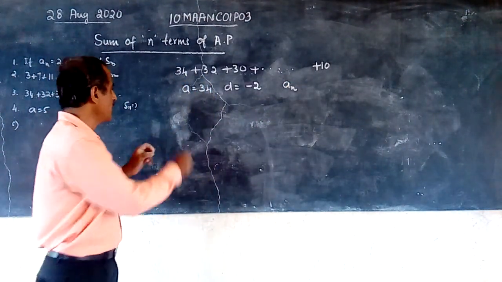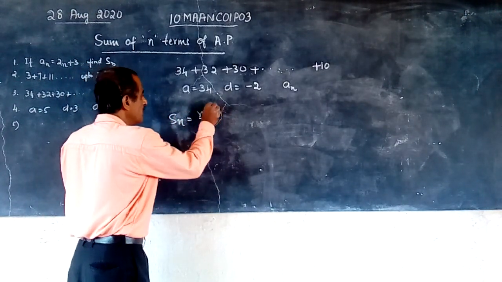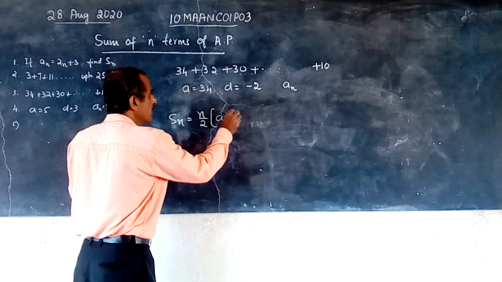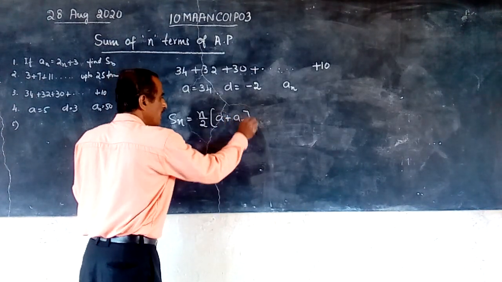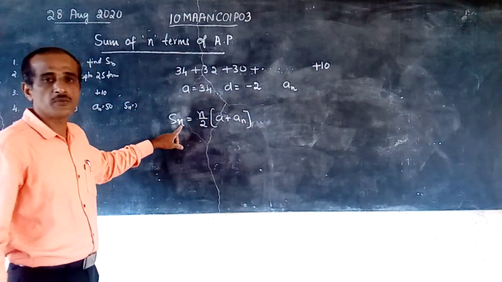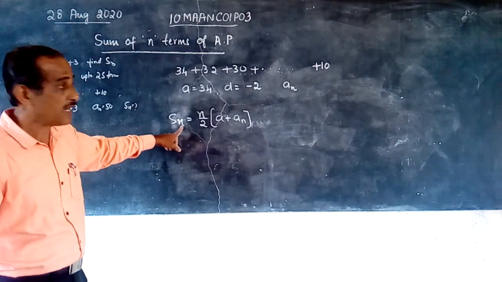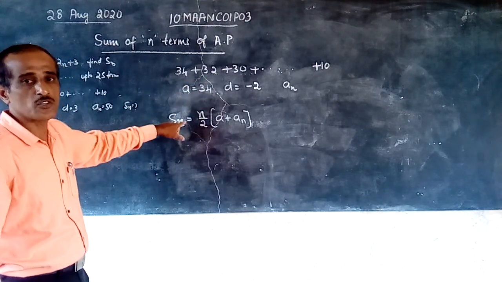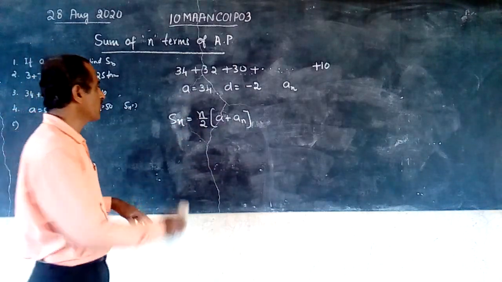What? Sn is equal to n by 2 into a plus an. But n is not there. This formula you can use, but how much n is, we don't know. So n is required now. If n is asked, how many terms are there, you can use this formula. But to calculate the sum, n is required.